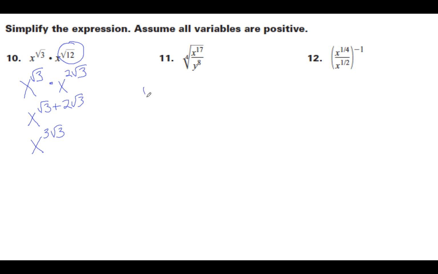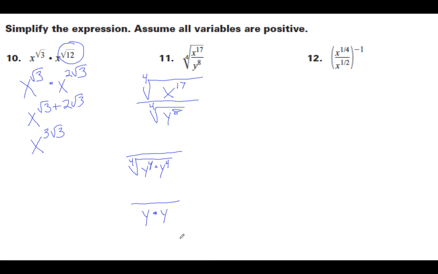Number 11, I'm going to split this up. 4th root y to the 8th. I'm going to do the denominator first just to show you what's happening. That denominator can be written as y to the 4th times y to the 4th. 4th root of y to the 4th is going to be y. Another 4th root of y to the 4th is going to be another y. So my bottom can just be written as y squared.